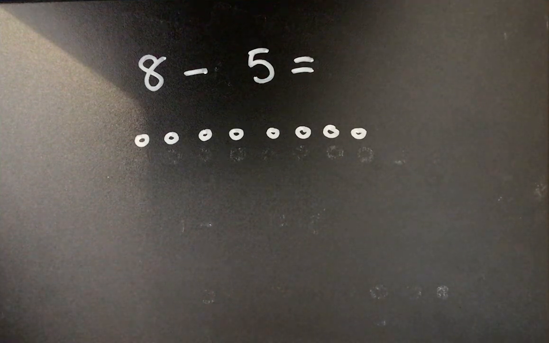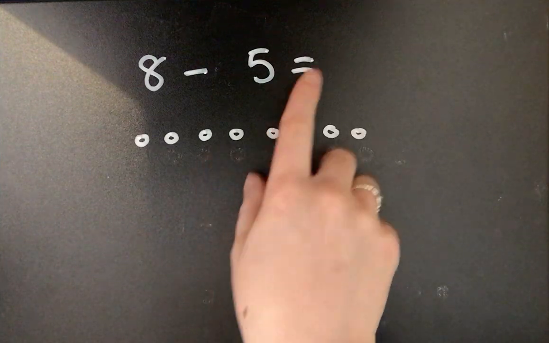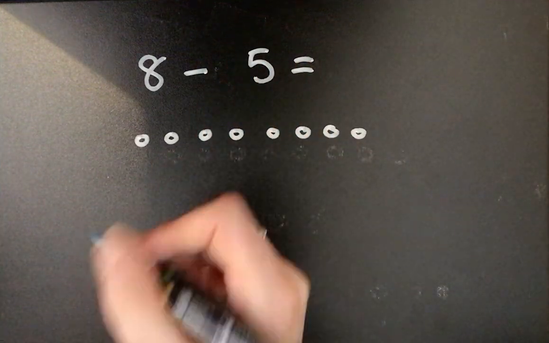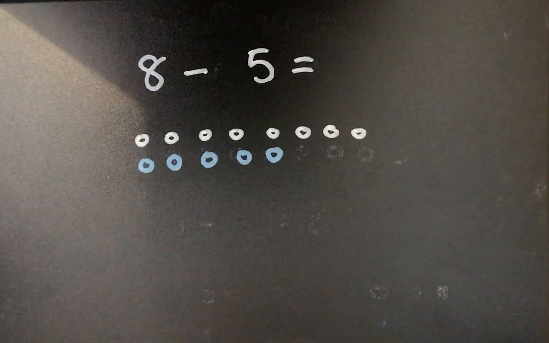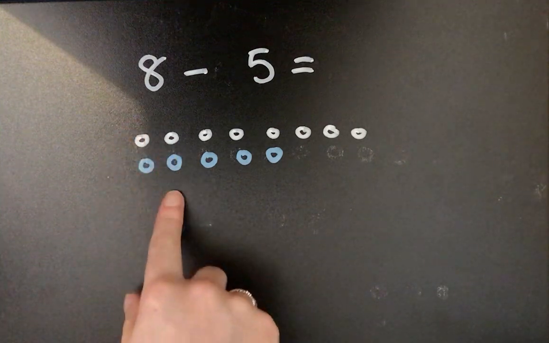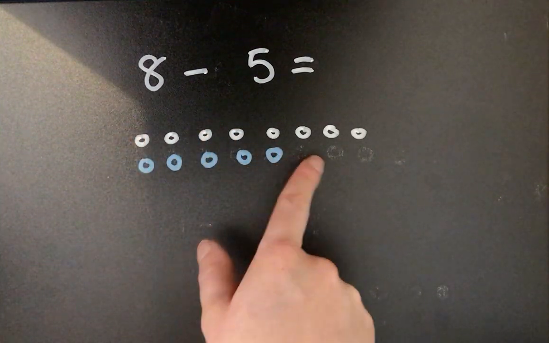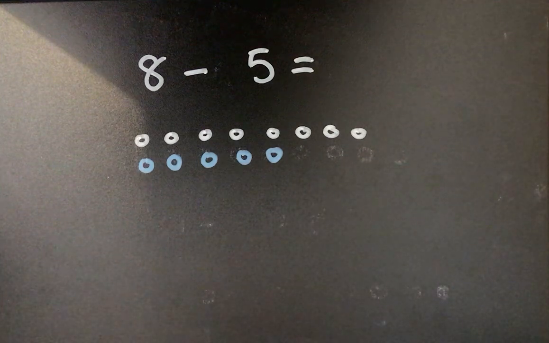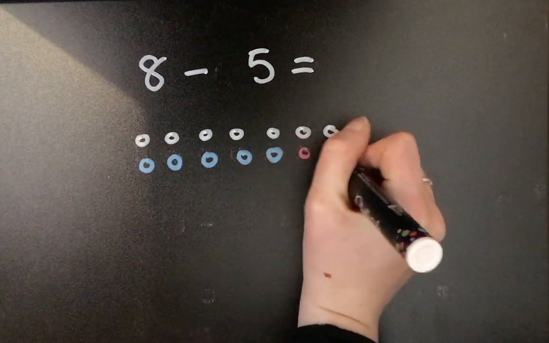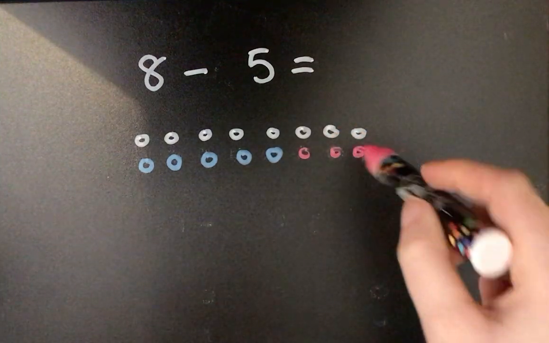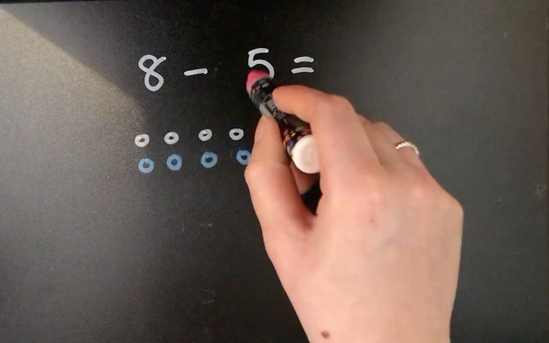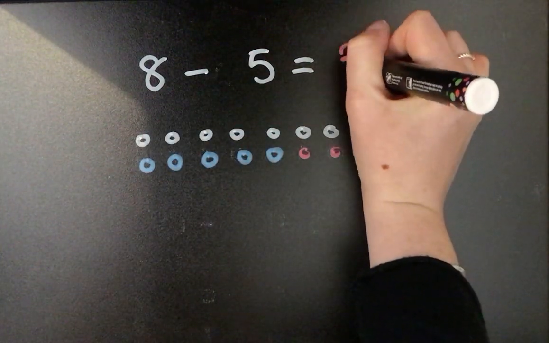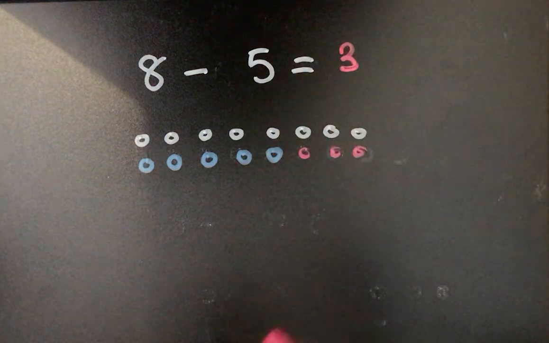Now, I'm going to think about my next number, and my next number is going to be the 5. So I need to know what the difference between 8 and 5 is. So let's have a look. 1, 2, 3, 4, 5. Now, I've put the dots underneath each other so I can see how many more I need to draw in. I'm going to draw in my final dots. 1, 2, 3. Now I've only had to draw in 3 dots to make up 8. So I know the difference between the number 8 and the number 5 is 3. So the number 3 must be my answer.